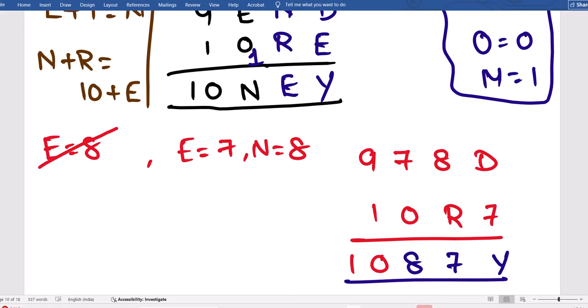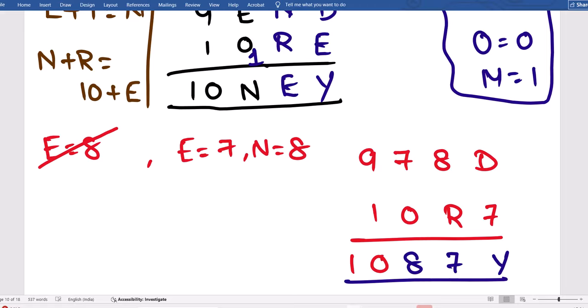8 plus R should give 7. You may think about 17. If you think about 17 also, R value should be 9. Already 9 is assigned. You may think R value 8 with 1 carry from the previous, but 8 is already assigned for N. So E7, N8 is not possible.